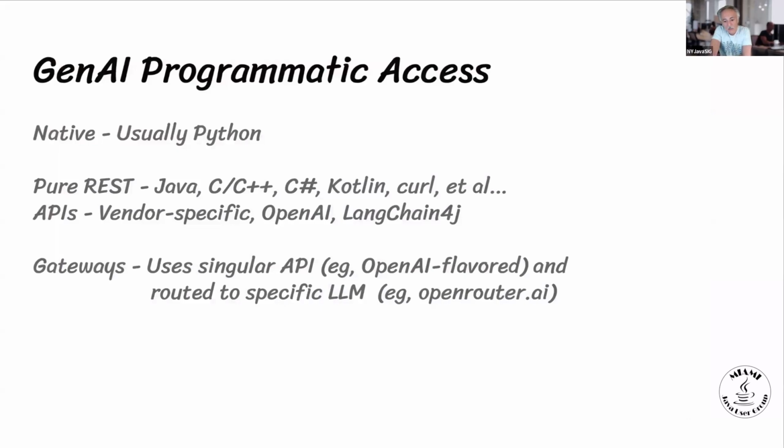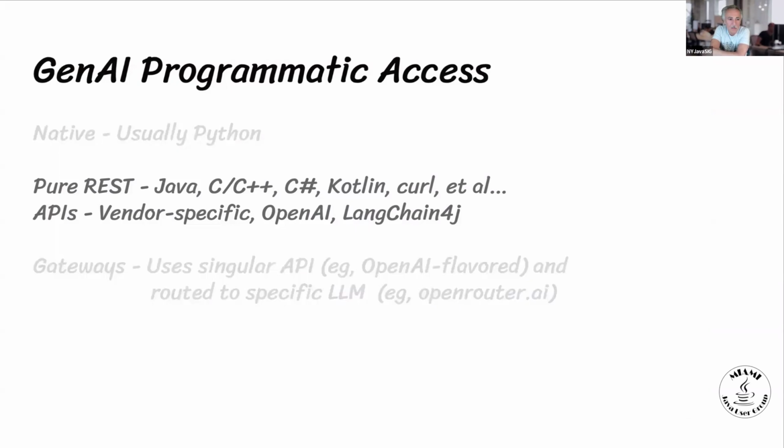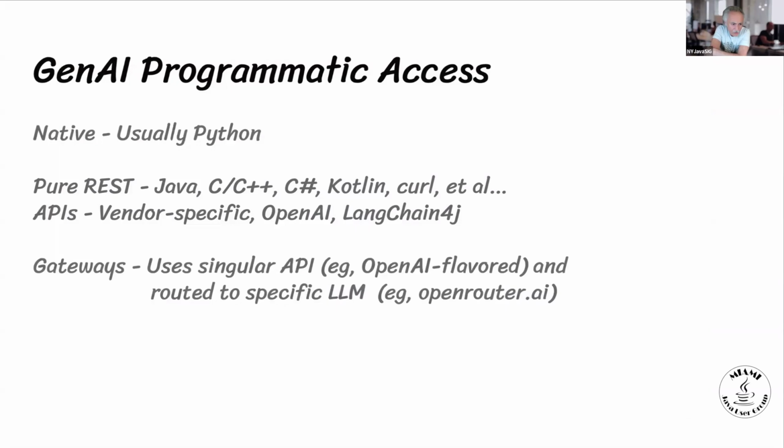To access some of these language models, there's a couple different ways. There's usually Python native, I think, for most of these things. But we're going to focus on the REST interfaces and then the wrappers around that, the Java wrapper. Once you have the REST, obviously you have different language bindings for that. The third thing down here at the bottom, gateways. There are some companies that provide a gateway. I think OpenRouter does, openrouter.ai.